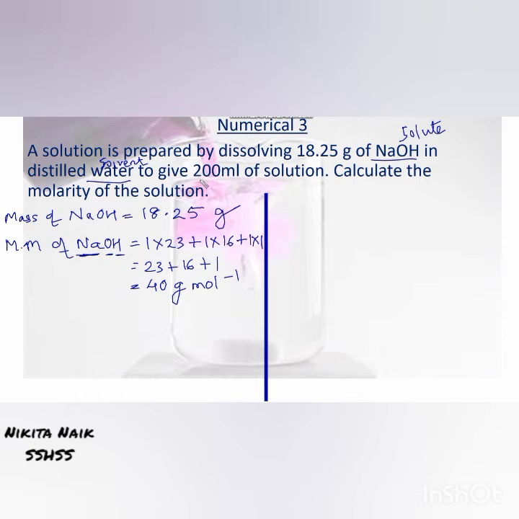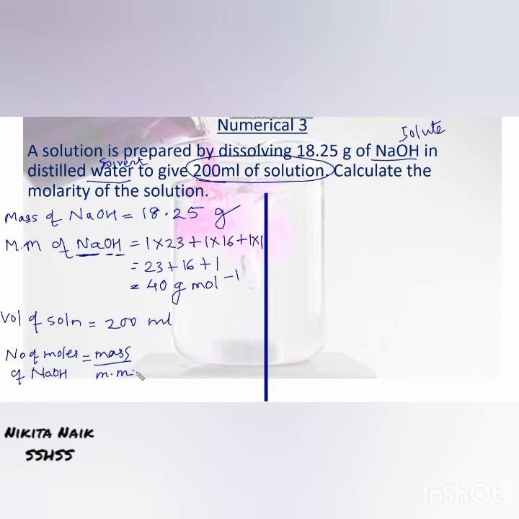Also here volume of solution is given. So volume of solution is given as 200 ml. Now we can find out number of moles of NaOH, that is a solute, which will be equal to mass of NaOH divided by molar mass of NaOH, which will be equal to 18.25 gram upon 40 gram per mole. And this will be equal to 0.45 mole.